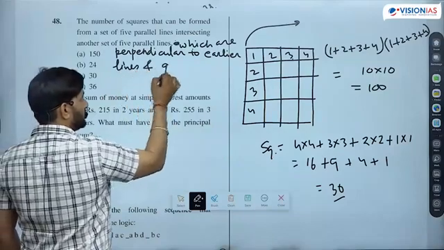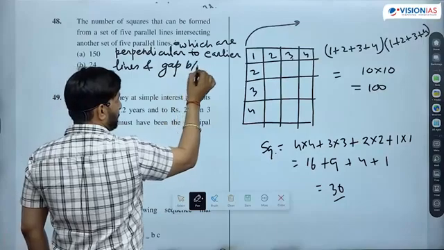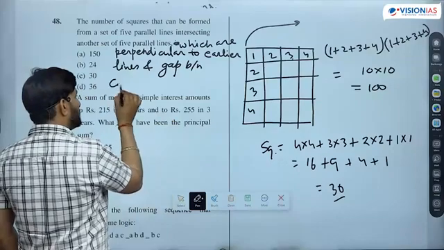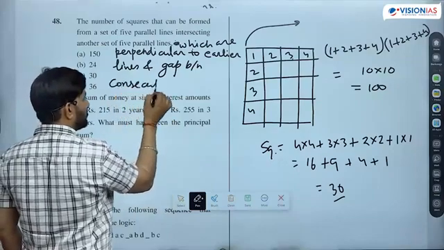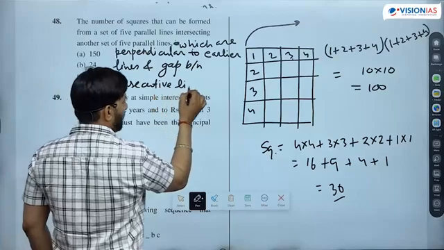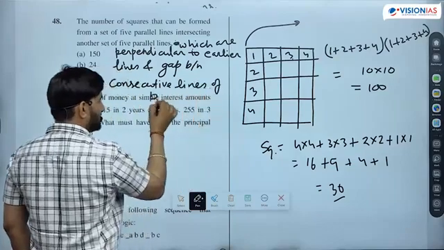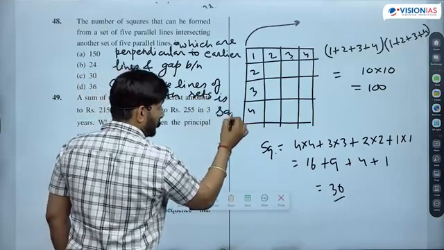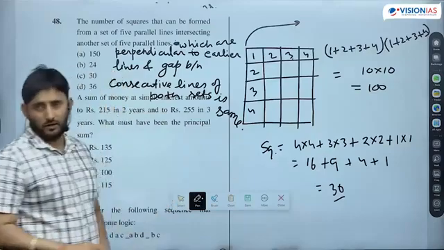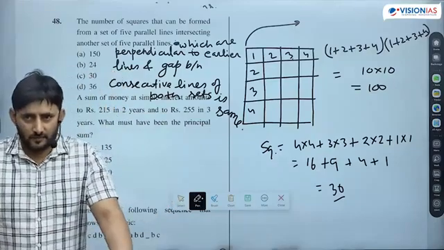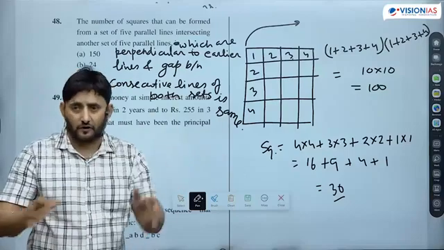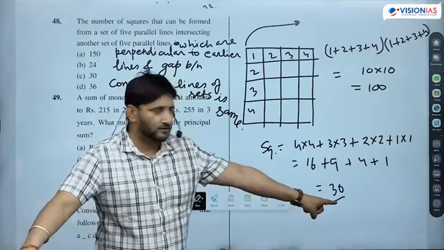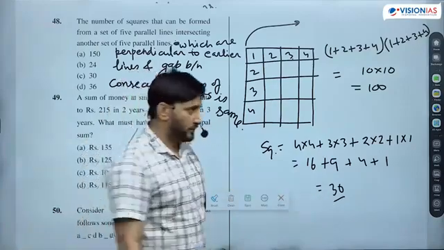and gap between the consecutive lines of both the sets is same, अगर ये कंडीशन होगी तभी हम स्क्वायर बोलेंगे उसको। ठीक है ना, these 5 lines and the other set of 5 lines they have to be perpendicular and their gaps have to be same. In that case our answer will be 30. Okay.